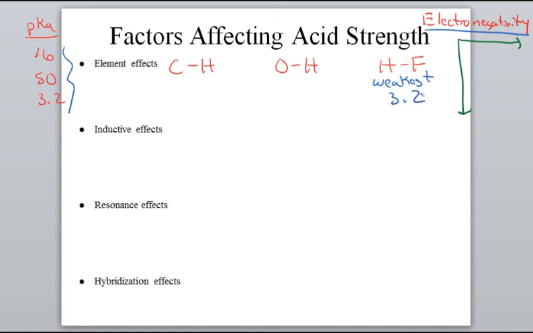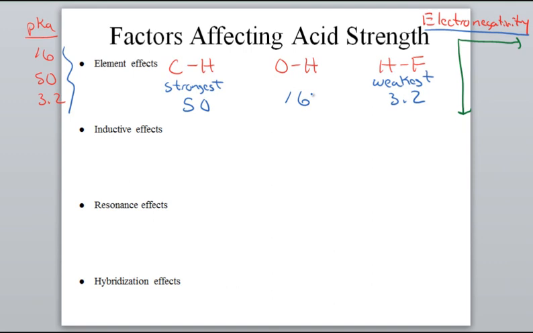The atom with the smallest electronegativity is carbon. So this is the strongest bond of the three, meaning it would have the highest pKa value of 50. And the OH would be in between, 16.